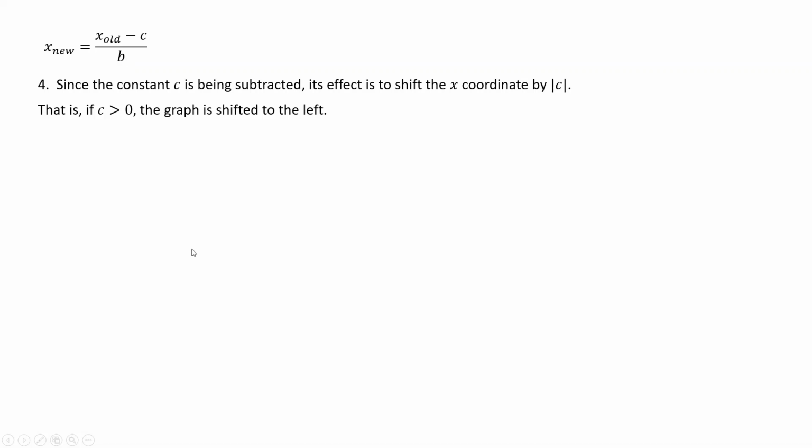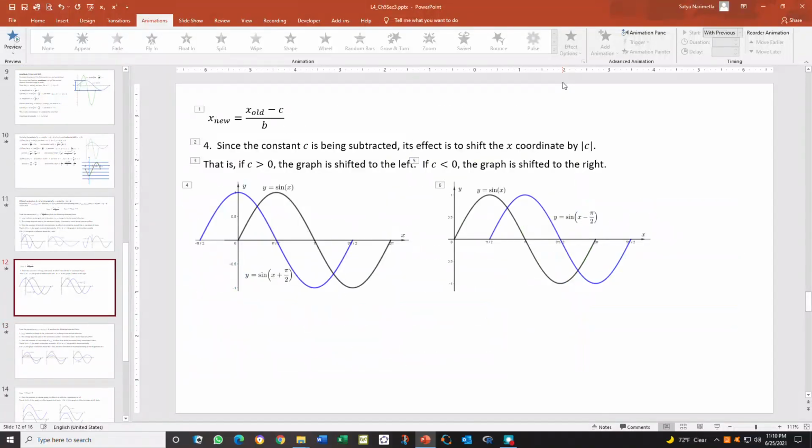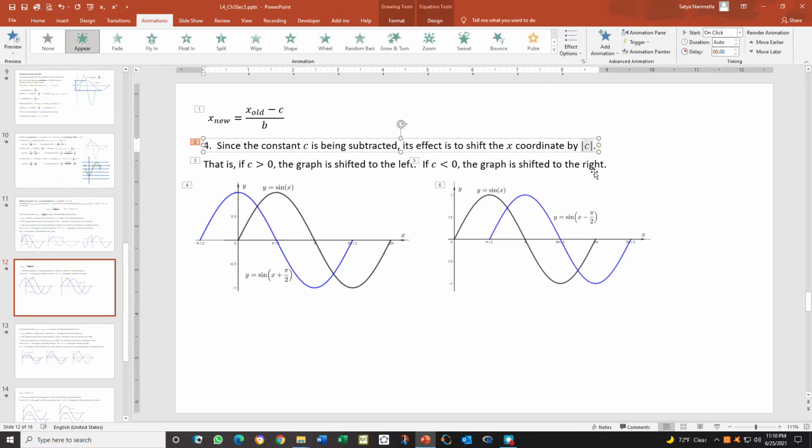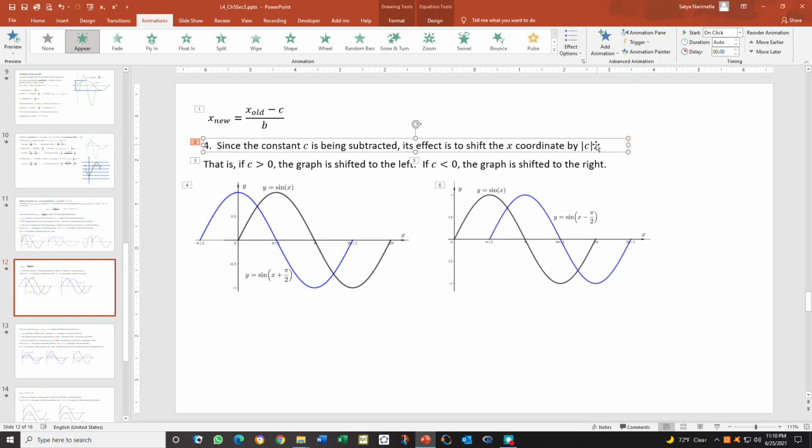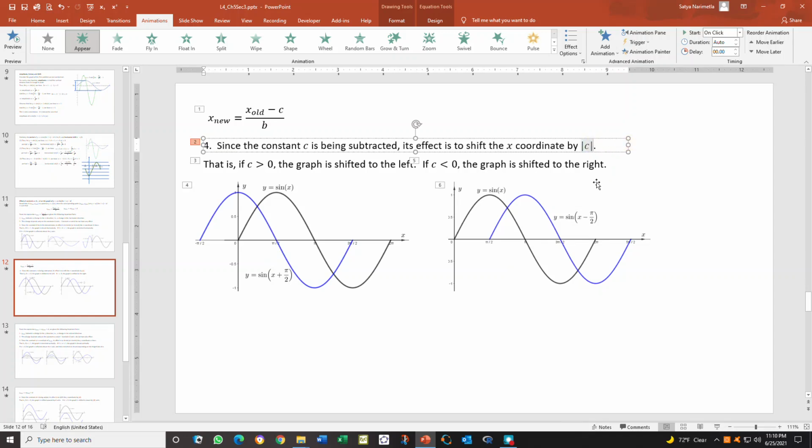Since the constant is a factor, maybe I should... It's actually shifted by c over b. What I said was true only if b were to be 1. So let me change that to c over b.